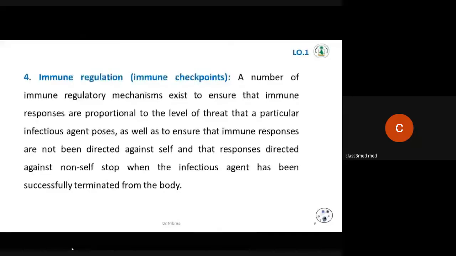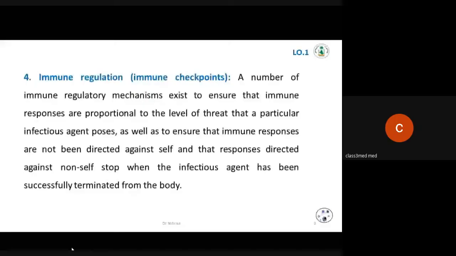Another important issue is immune regulation, the immune checkpoint responses, in order to make sure that the immune response is suitable to this agent, suitable to eliminate this threat. Also, these checkpoints make sure that there is no response toward self cells, only toward non-self, only toward the pathogens or foreign substances. The immune response stops in that case.